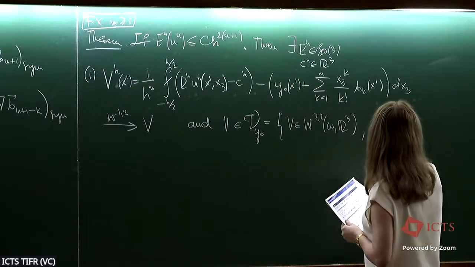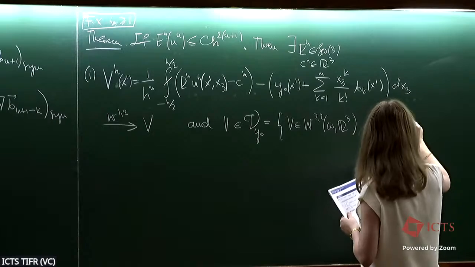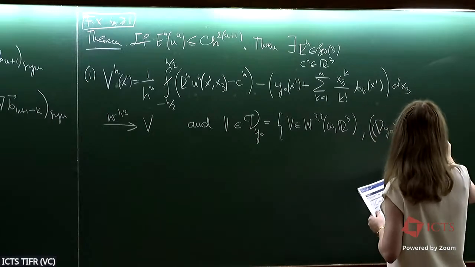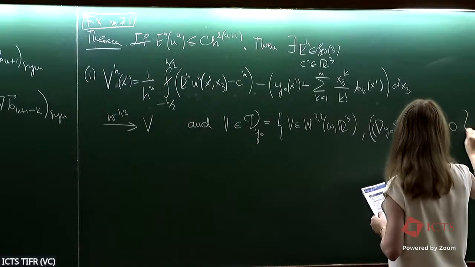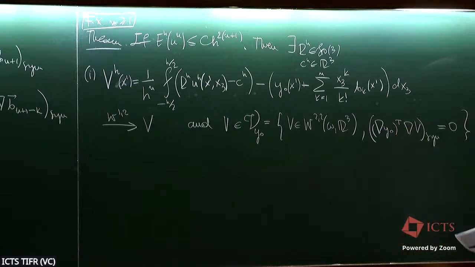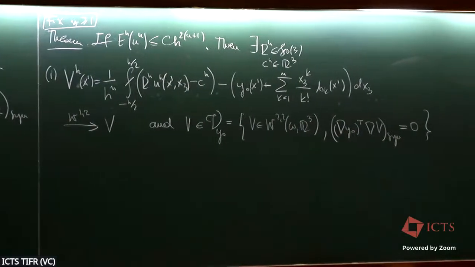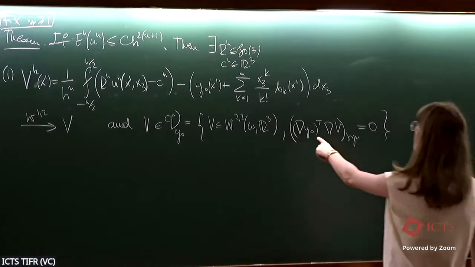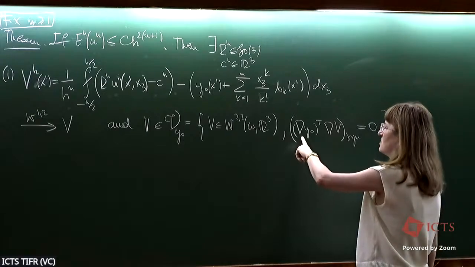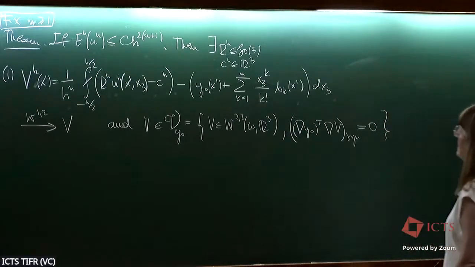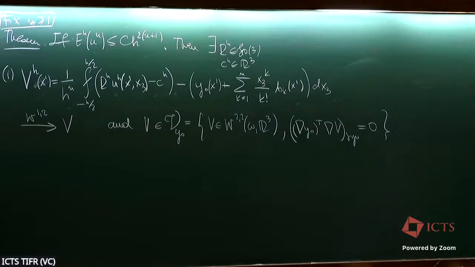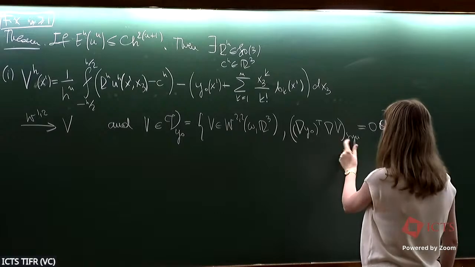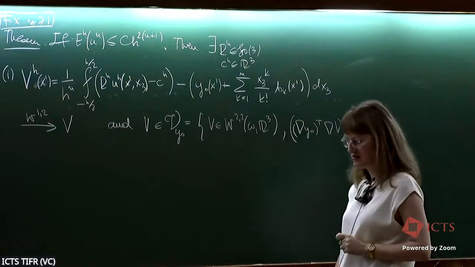And moreover, it must satisfy that gradient y0 transpose gradient V, the symmetric part of it, is 0 in omega. You should think about this capital V as an out-of-plane displacement. You see, if y0 was just, say, the two-dimensional identity, if it was flat, then this would say that the symmetric part of the gradient V is 0.